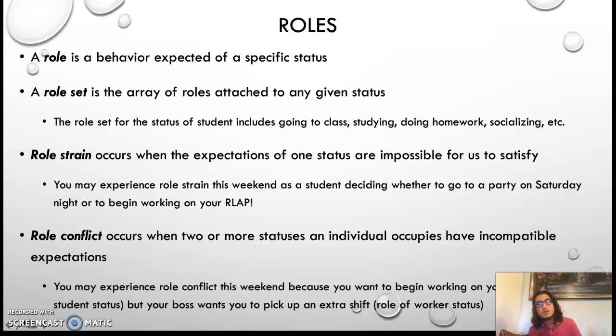Role conflict occurs when you occupy two or more statuses and they have incompatible expectations with one another. So for example, you may experience role conflict this weekend because you want to begin working on a project that you have for a class, which would be a role of a student, but your boss called you and asked you to pick up an extra shift at the restaurant that you work at, which is the role of you being a worker, right? So you have these two different statuses, being a student, being a worker. They have conflicting roles that do not coincide with one another. It's impossible or very difficult for you to meet the expectations of the roles of each of these different statuses that you occupy simultaneously. So that's role conflict.